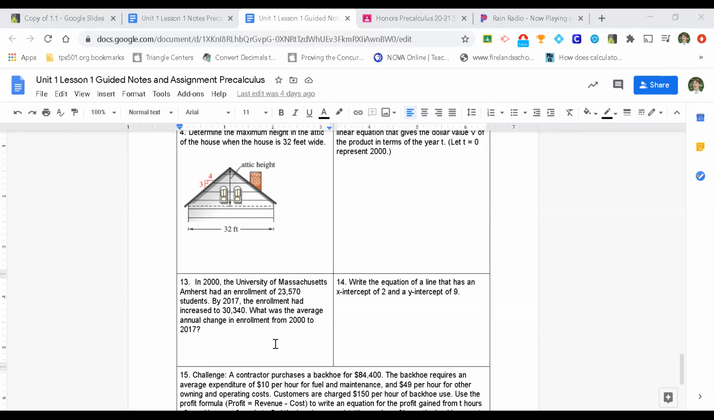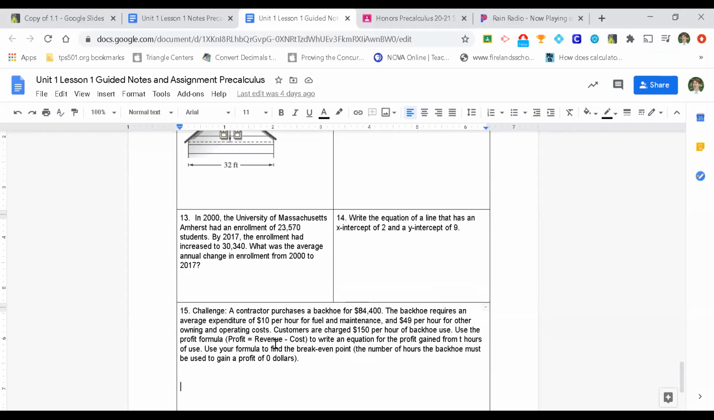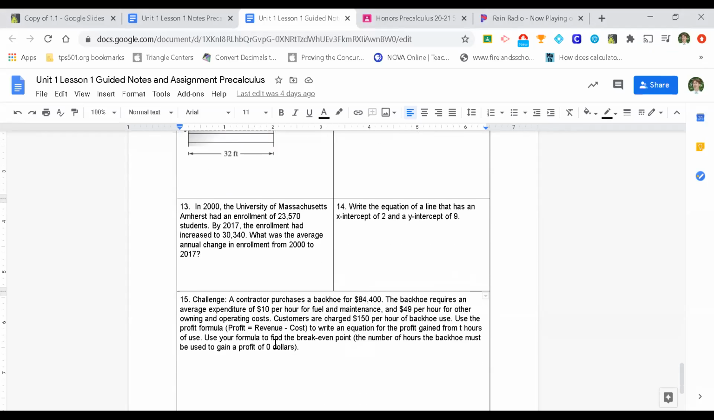In 2000, the University of Massachusetts Amherst had an enrollment of 23,570. By 2017, the enrollment had increased to 30,340. What is the average annual change in enrollment? That is a great question. I like this question. Okay, so here's the key. What does it mean by average annual change?